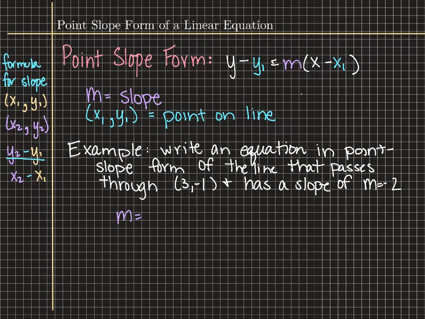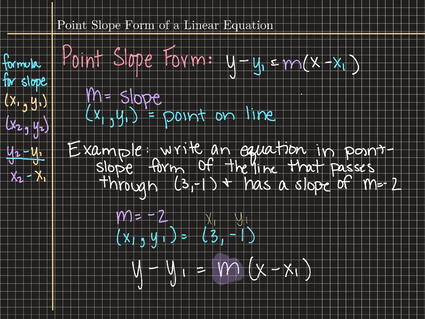I'm going to identify my key parts. My slope is given to me in the problem, and my slope is -2. And then I want to identify what is my x1, y1, which is also given to me in this problem. And I can see that x1, y1 is going to be the point 3, -1. Just for clarity, I'm going to go ahead and label that this is x1 and y1. And now I can begin setting up my formula.